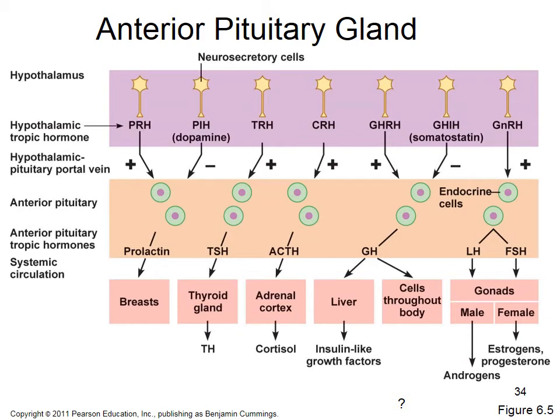Gonadotropin releasing hormone causes endocrine cells to release growth hormone, which causes the liver to release insulin-like growth factors. Oh, I say gonadotropin. Sorry. Growth hormone releasing hormone. Here's gonadotropin releasing hormone.